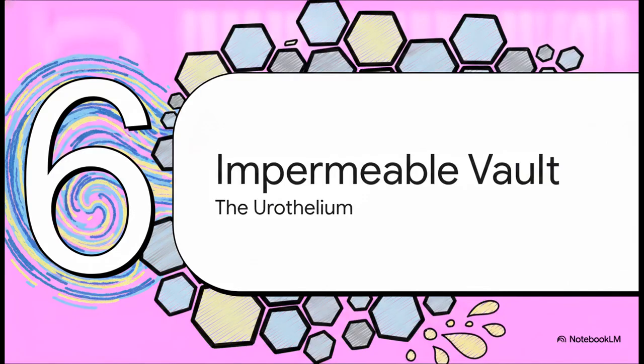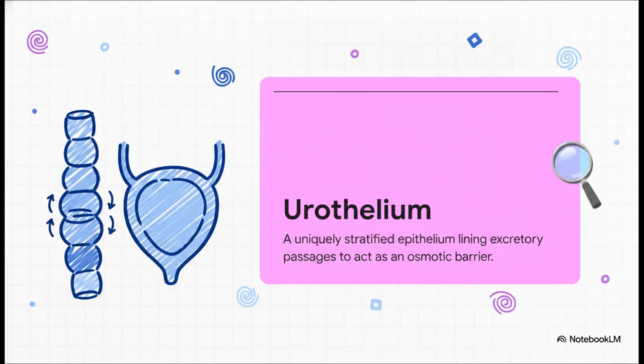Zone 6, the impermeable vault, the urothelium. At this stage, the fluid leaving the papillary ducts is no longer being modified. It is officially urine. From the minor calyces through the highly muscular peristaltic ureters and into the bladder, the excretory passages are lined by a uniquely stratified tissue called urothelium, or transitional epithelium. It consists of a single layer of small basal cells, an intermediate region of cuboidal cells, and a superficial layer of massive, highly differentiated cells.